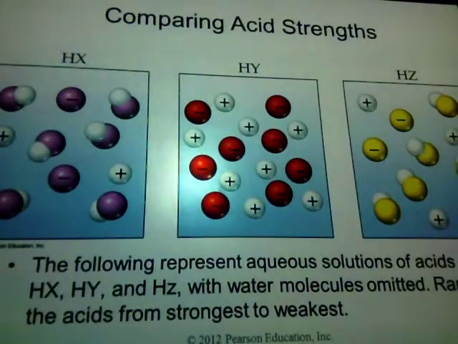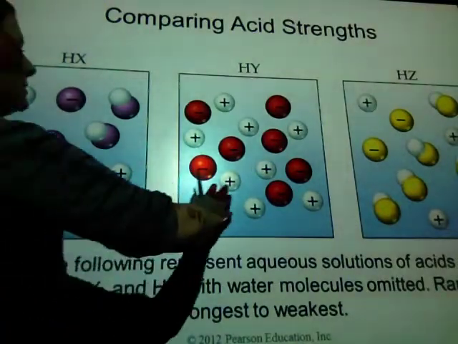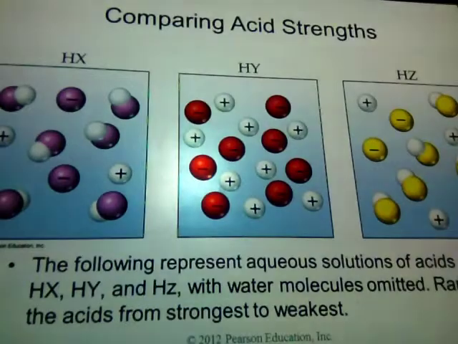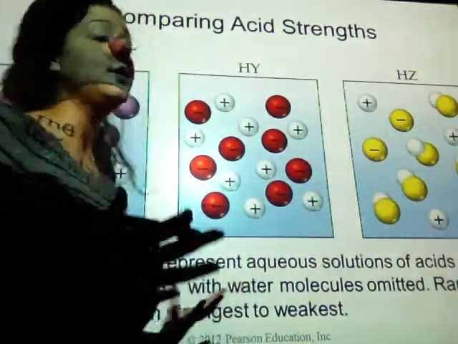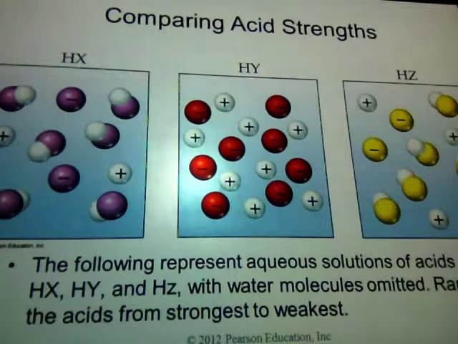Okay, so let's look at an example here. I have 3 different compounds, 3 different samples: HX, HY, and HZ, and they're all acids. I want us to rank these 3 solutions from the strongest acid to the weakest acid, so let's look at their acid strength. Which one would be the strongest acid, and which one would be the weakest? And I want you to write down why you think that is. So right now, tell me which one is the strongest acid, which one is the weakest acid.